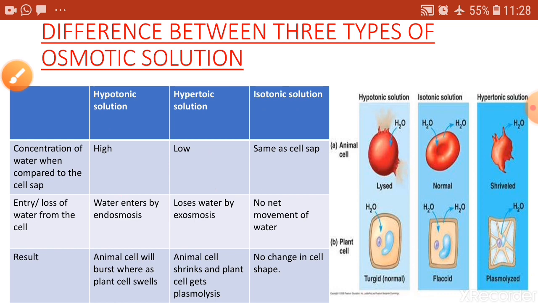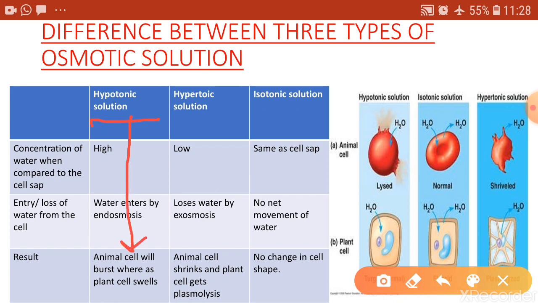The third difference is as a result of endosmosis. When a cell is placed in a hypotonic solution, the animal cell will burst, whereas the plant cell will swell and become turgid. Both the cells will swell. The animal cell is going to burst, whereas the plant cell will swell and become turgid, but will not burst because of the presence of the cell wall.